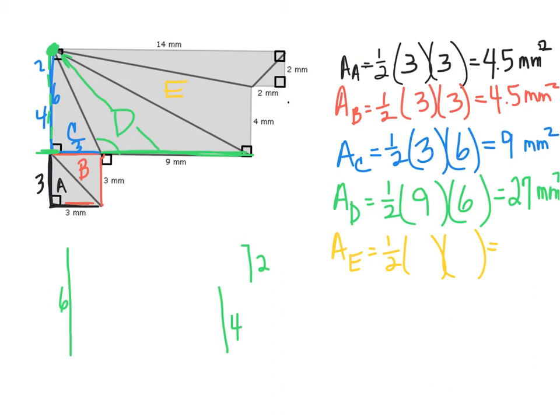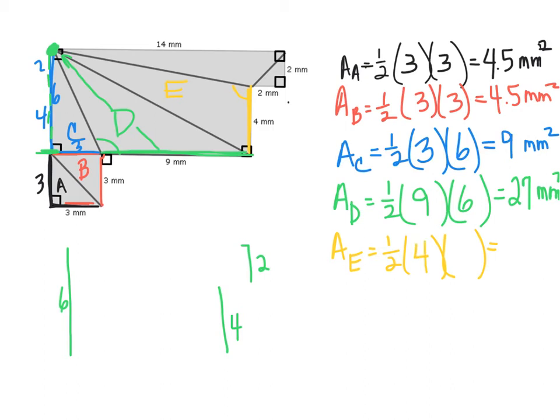Another obtuse triangle. So our height is not going to be in the triangle or on the triangle. We have to find it. So I do see that this 4 is one of the sides of the triangle, so I'm going to use that as my base.